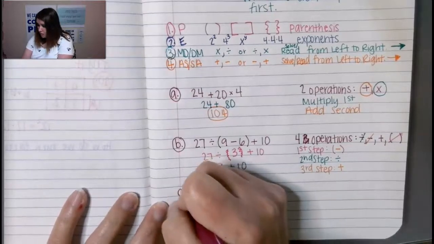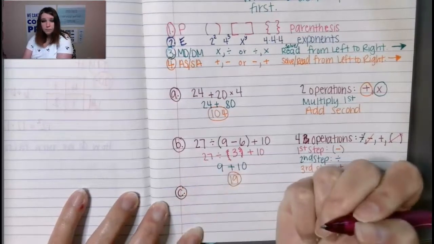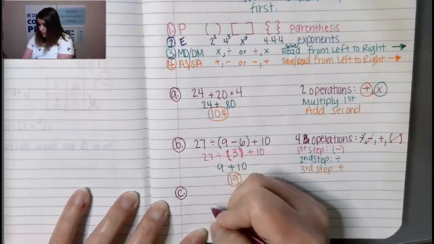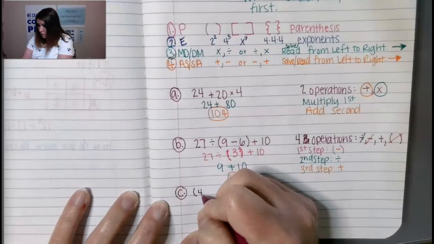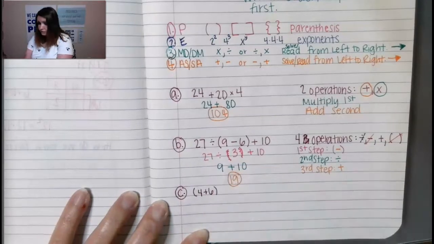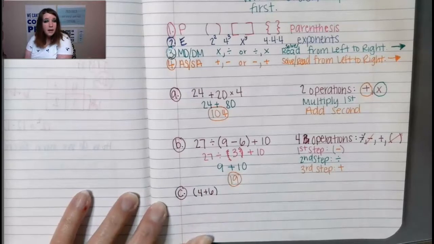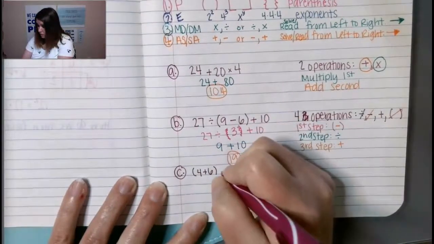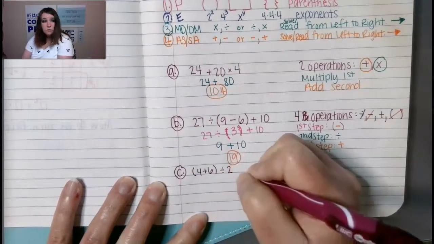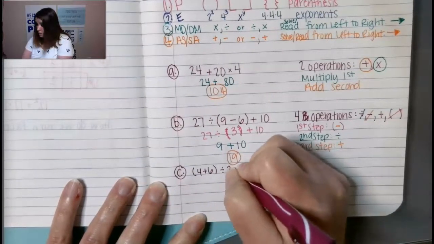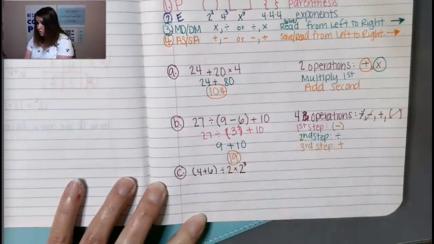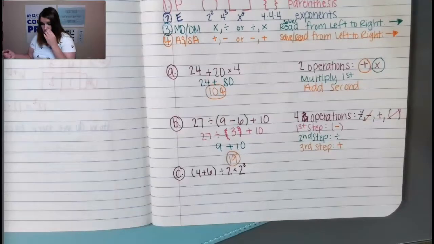Our last problem is problem letter C, and it says 4 plus 6 in parentheses, so 4 plus 6. And I have that it is divided by 2, times 2 to the third. All right, so now I'm going to count up all of my operations.